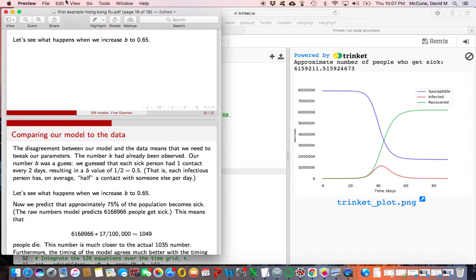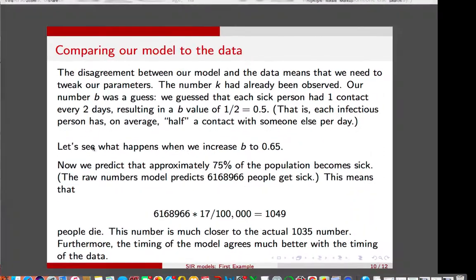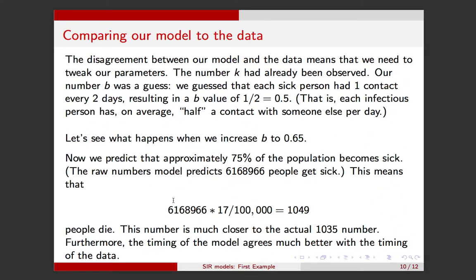Okay, so now here, this is how many people got sick. The top of the program gave us that, and now you get 1,049 deaths, which overshoots the actual number, but just a little bit. This is pretty good. No model is perfect, so if you get within 14 deaths out of thousands, that's pretty good.